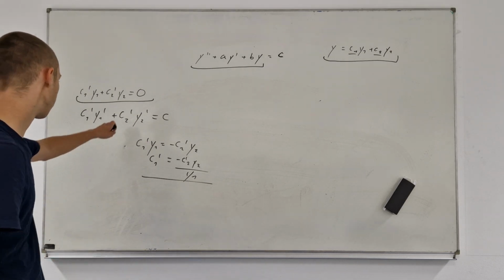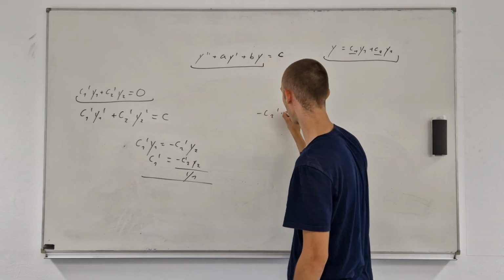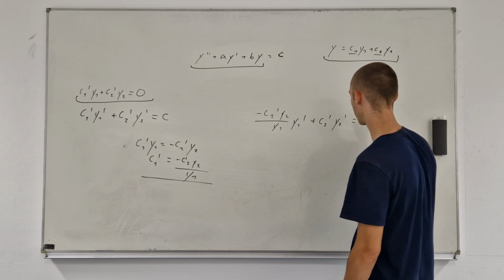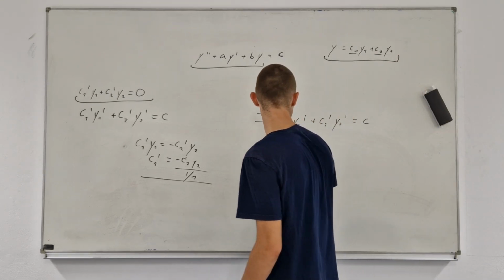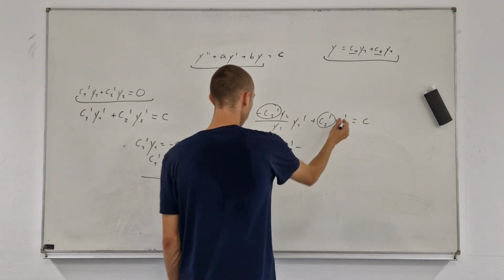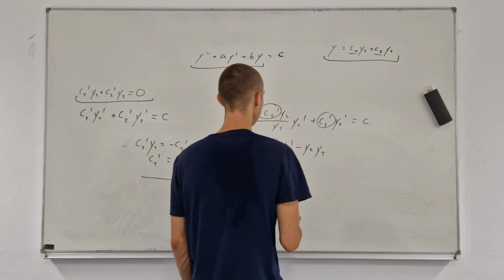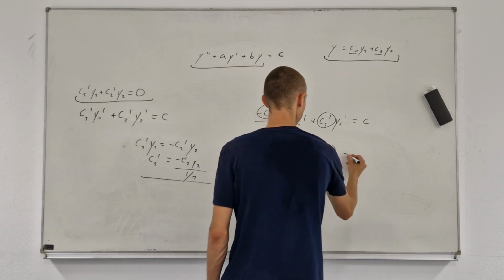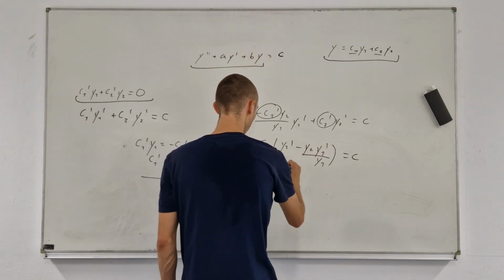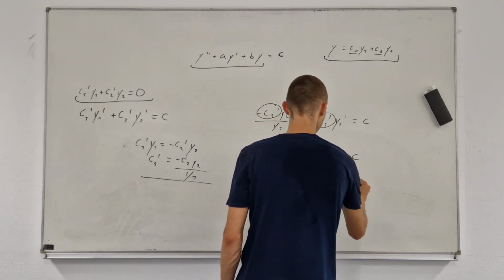But now I will have to plug it into this second equation to get C2. So I'll plug it into the second equation. So I know C1 prime is this, minus C2 prime y2 over y1, times y1 prime, plus C2 prime y2 prime equaling C. We can factor out C2 prime, so we get y2 prime minus y2 y1 prime over y1, equaling C. And now before I divide both sides by this parentheses, I will bring these two to the same denominator. So I will do C2 prime times y2 prime y1 minus y2 y1 prime over y1, equaling C.